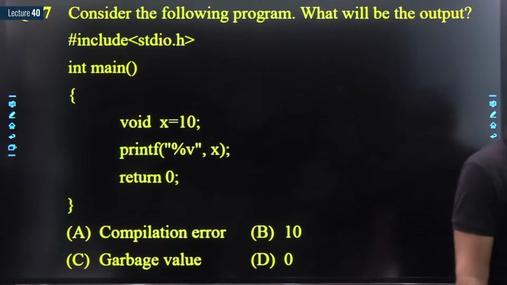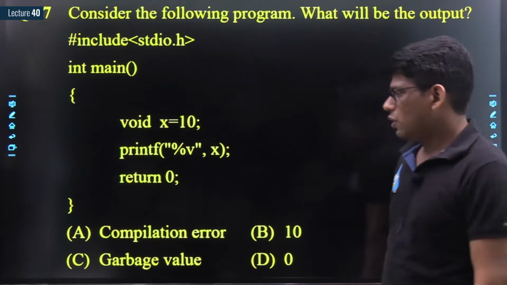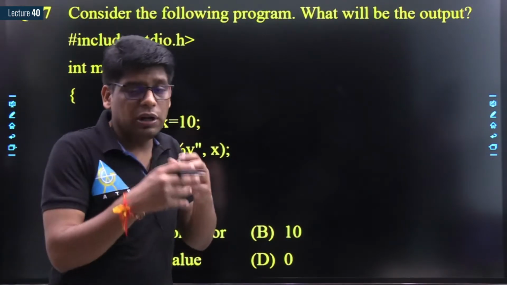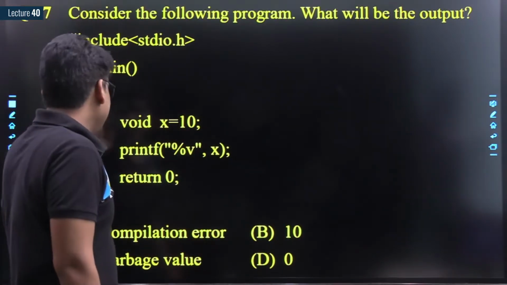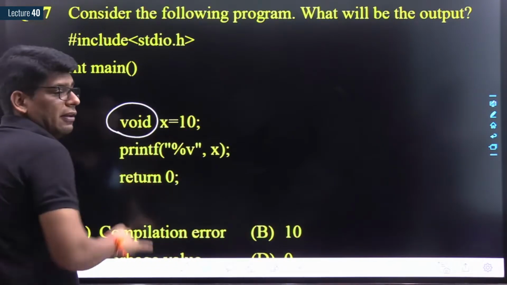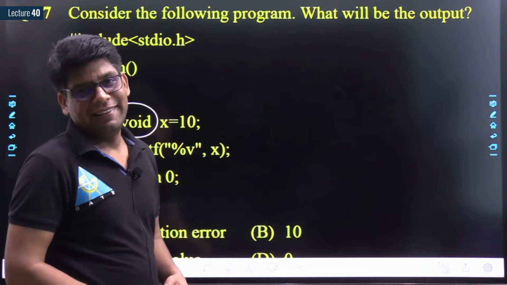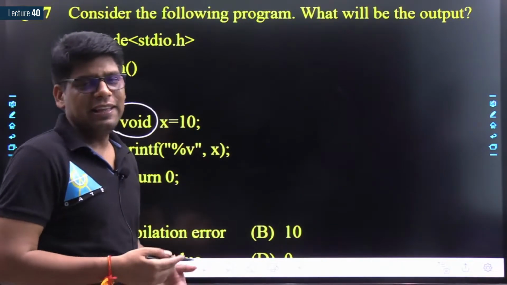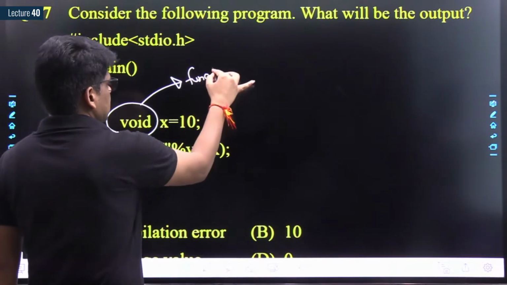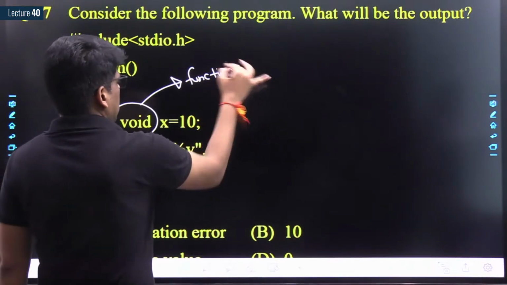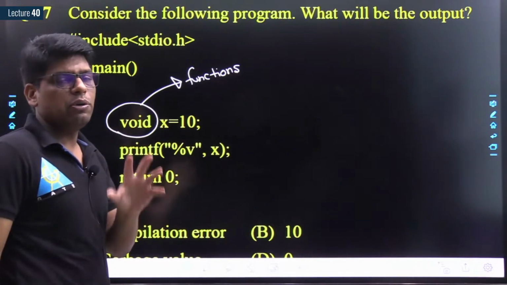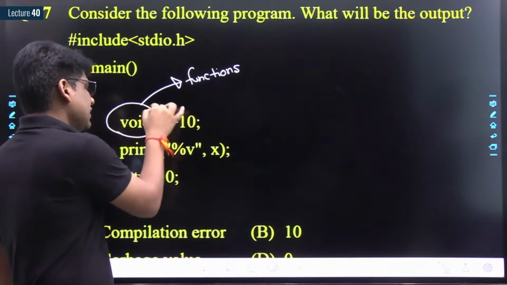Think about it for a moment and let's try to solve. Sir, you didn't tell us anything about void. Why didn't you tell us anything about void? See, void data type is not for numbers or strings or anything else. Void data type is used with functions. So as such, there is no void data type unless you are working on functions. So don't think it is a data type like this.